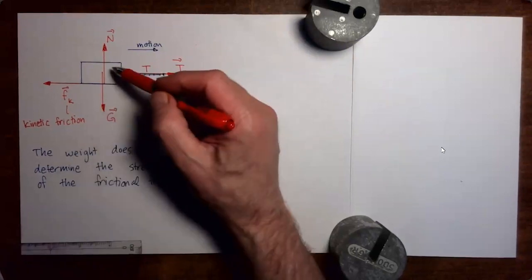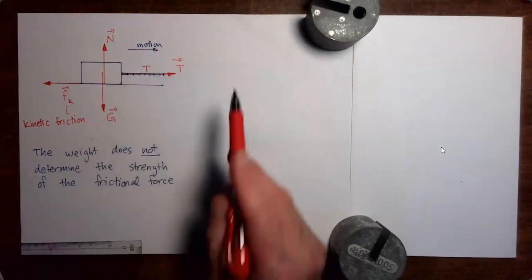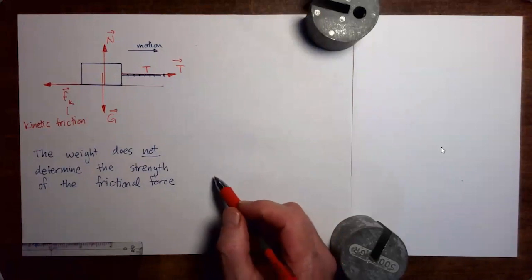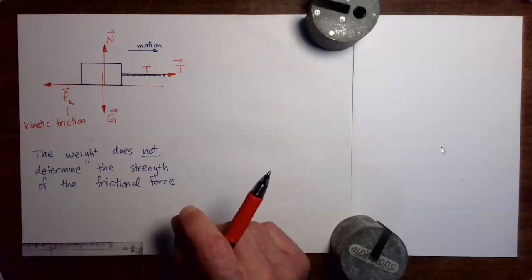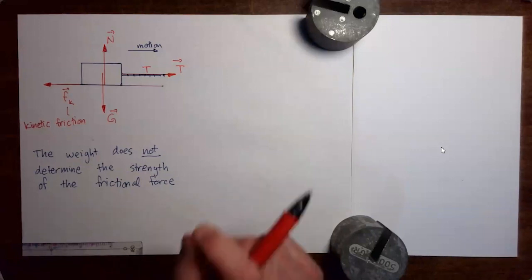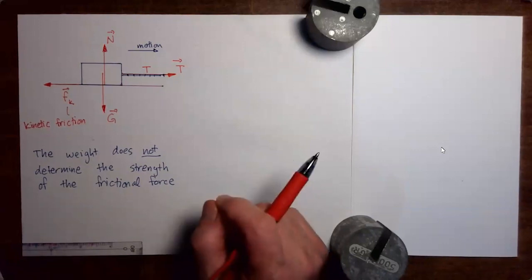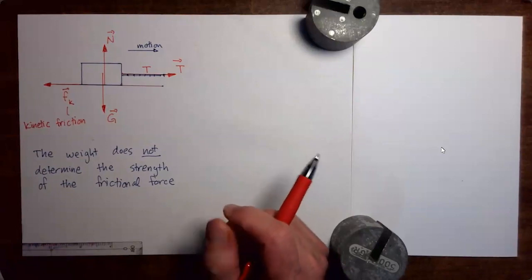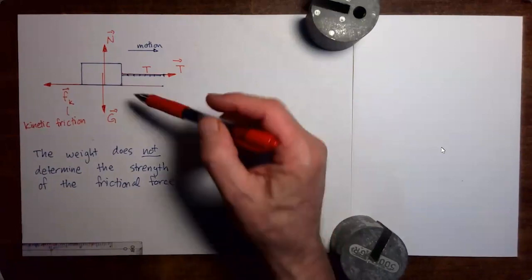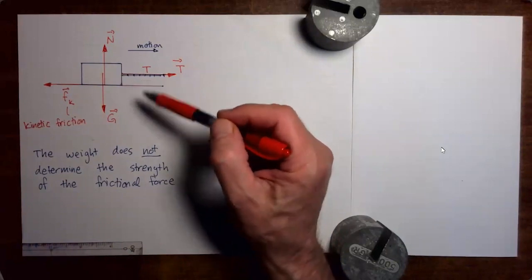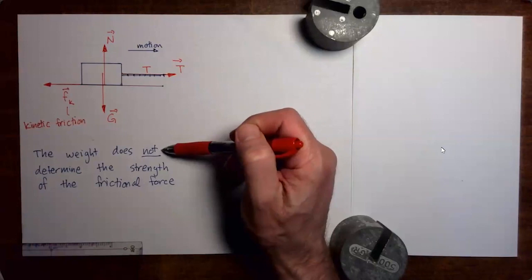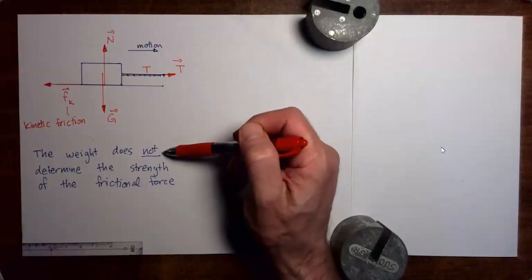You saw that as the weight of the box and its contents increased, the strength of the frictional force increased. So it's tempting to think that the weight of the box determines the strength of the frictional force. However, I showed you a little demo at the end of that video, which shows that in fact, the weight or the gravitational force on the box is not what actually determines the strength of the frictional force.